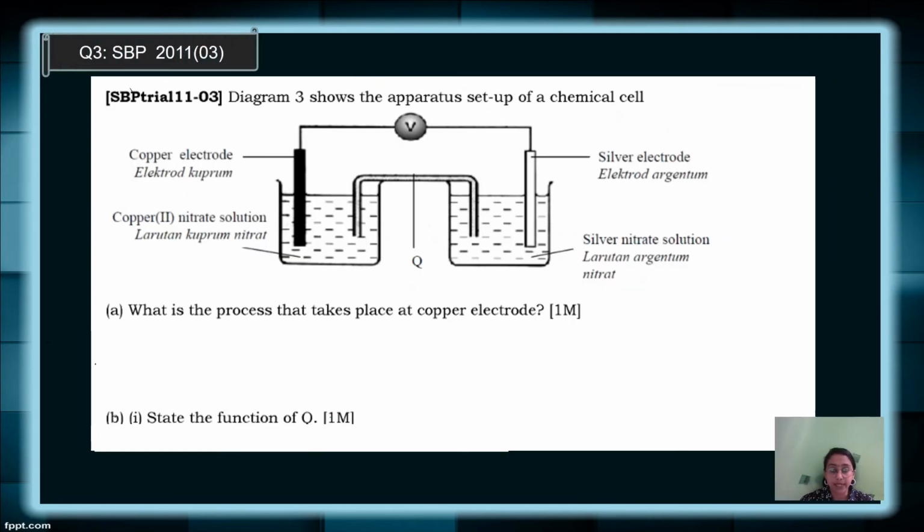Okay, now let's look at this question. So as you can see here, you must be able to recognize that this is a voltaic cell, or is known as also chemical cell. When you get voltaic or chemical cell, as usual, same thing, you have to determine the terminals, which one is a negative and which one is a positive terminal. So how you assign them, you have to refer to their E0 values.